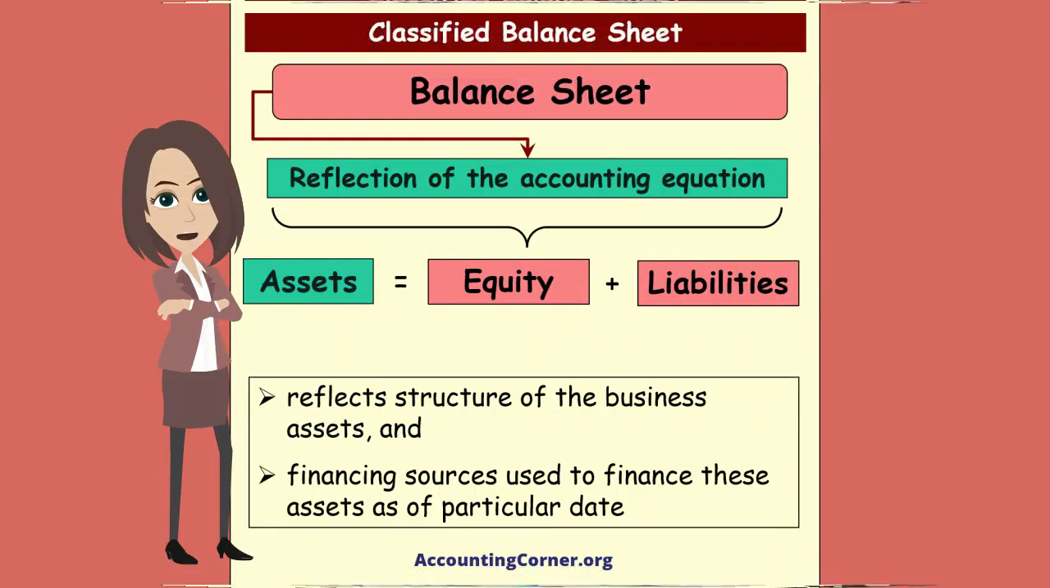Before we start exploring what is classified balance sheet, let's reflect on the general balance sheet concept. Balance sheet is grounded by the accounting equation: assets equal equity plus liabilities. This means that everything a business owns must be financed either by the owners or by creditors. This equation ensures the balance sheet stays balanced. This is why it is called balance sheet.